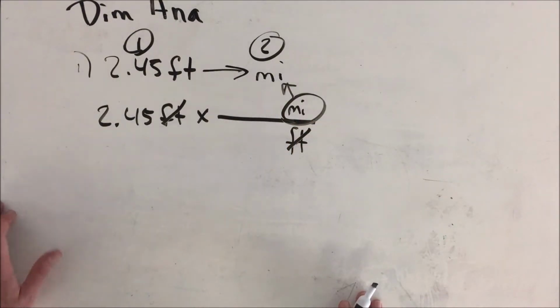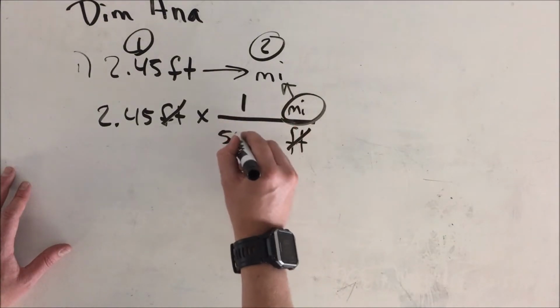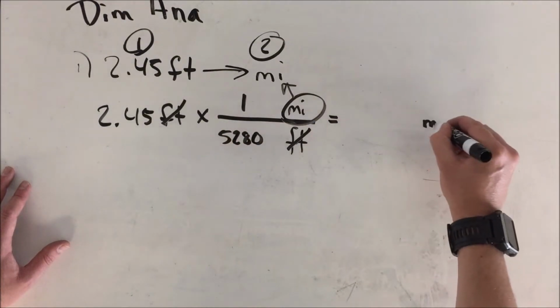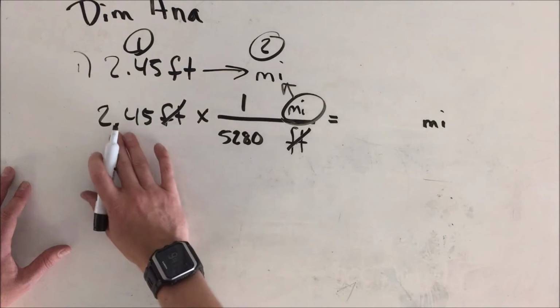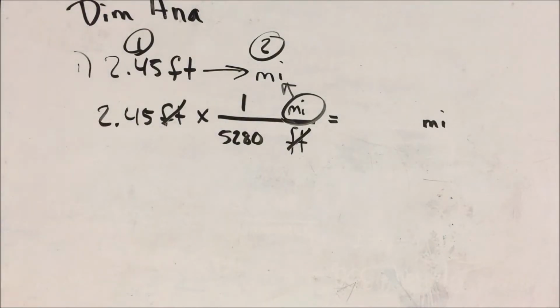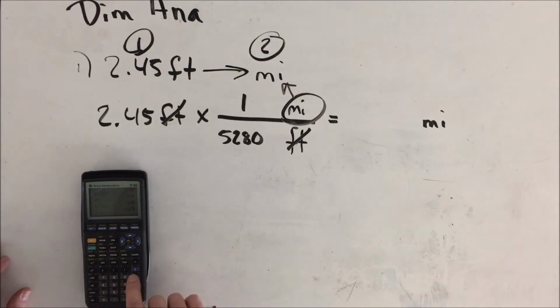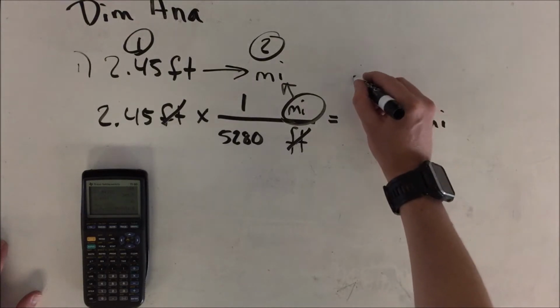Now I look at my conversion factors, or I access the memory in my brain and see that technically in 1 mile there are 5,280 feet. I know my unit is going to be in miles, and that's part of a proper chemistry answer. And I can go ahead and calculate this by saying 2.45 times 1 divided by 5,280.